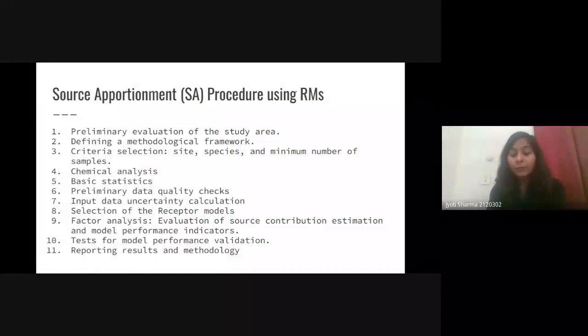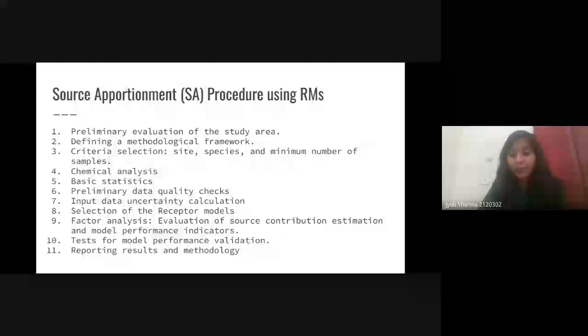Then you will find out the site, species, and the minimum number of samples. How many samples do you need? How many species are you taking into consideration? Then what is the site? Either at the receptor, what type of receptor you are taking. You can't take a receptor where only one gas is coming from somewhere. You have to choose a site where different gases are coming, so this should be the best representative of your ambient environment.